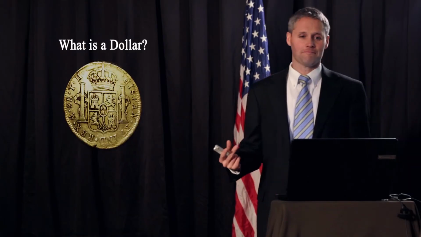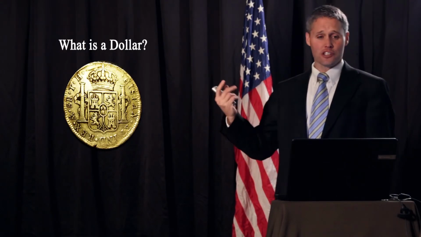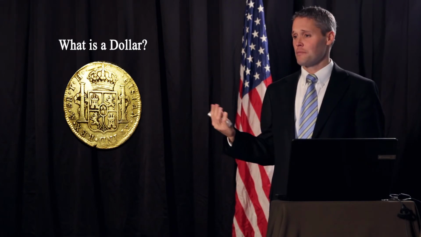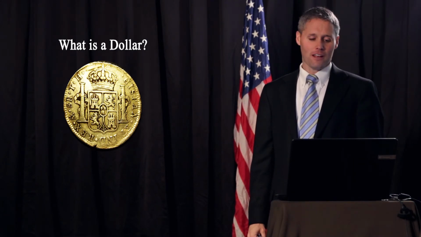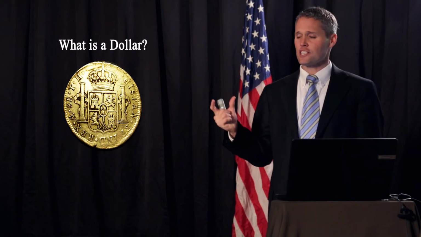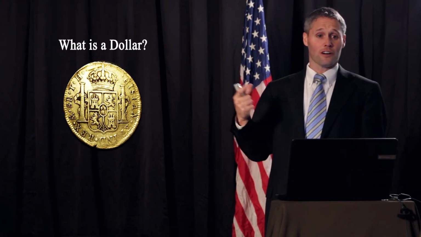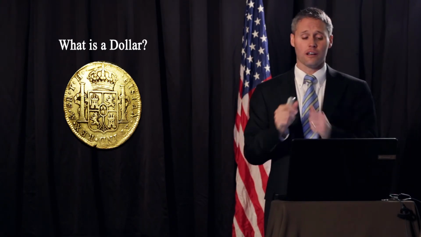So what's a dollar? Okay, this little coin you see here, this is interesting. It's called a Spanish piece of 8. Okay? The dollar that was in circulation at that time was called the Spanish milled dollar. It was also called the Spanish piece of 8, or it was also called a column dollar.